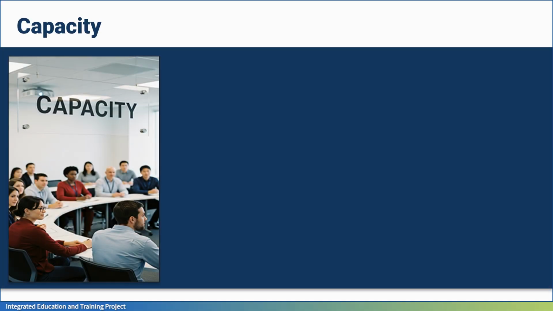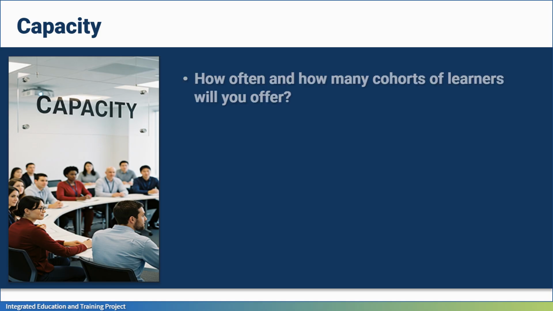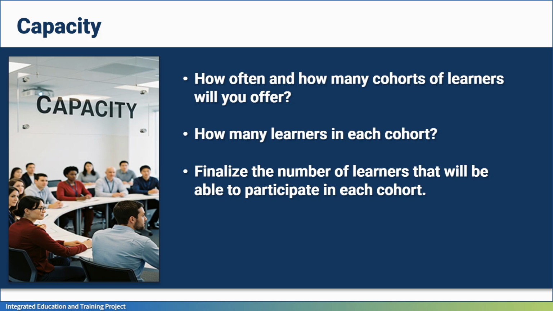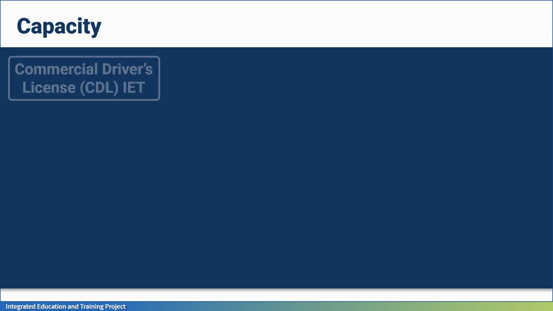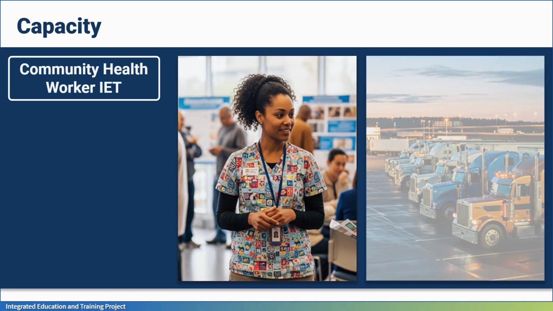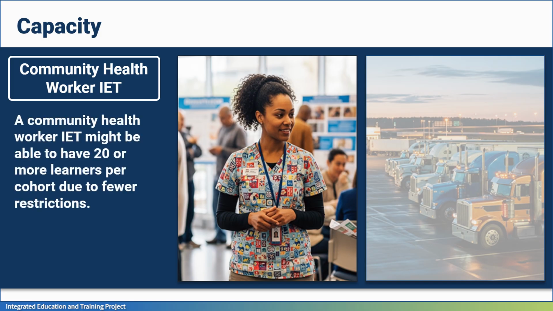When thinking about capacity for your IET program, you'll need to decide how often and how many cohorts of learners all partners can commit to in one program year. You will also need to finalize the number of learners that will be able to participate in each cohort. For example, the number of learners in a commercial driver's license, CDL, IET cohort might be restricted due to the number of trucks available for training. A community health worker IET might be able to have 20 or more learners per cohort since it is mostly just classroom space that is needed, and not tools or machinery.